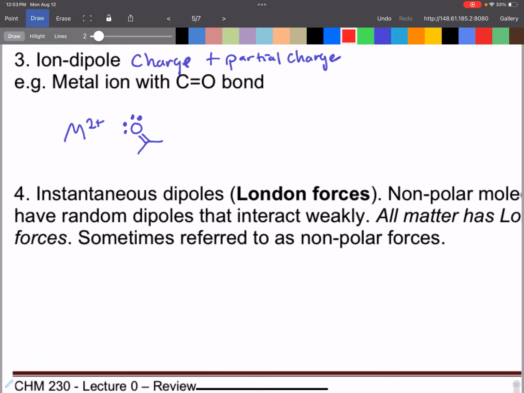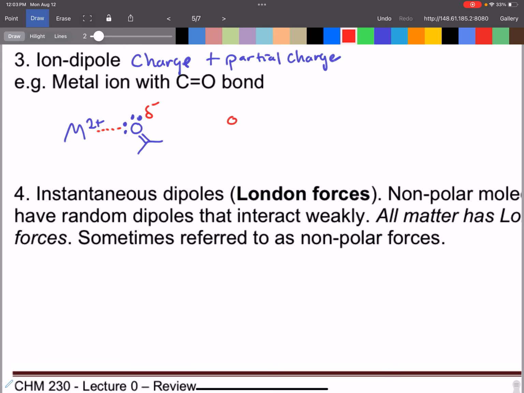Typically, as we've seen, that oxygen is going to carry a partial negative charge, and very clearly the metal has a formal positive charge in this case, so it's going to have an interaction like that. That can be a really strong interaction because of that charge really drawing the electrons in the lone pair of oxygen to the metal.